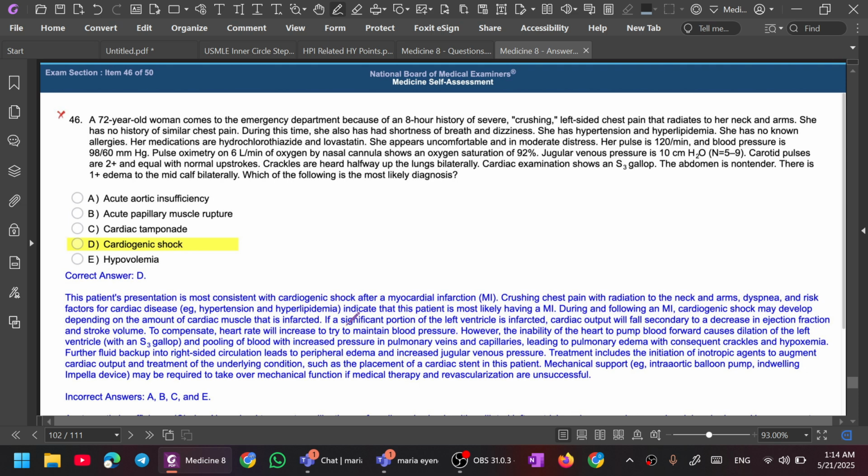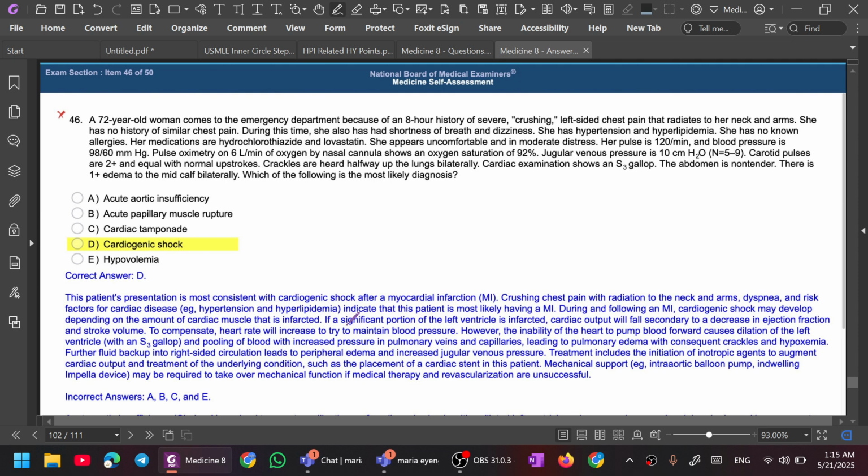Treatment includes initiation of inotropic agents to augment the cardiac output and treatment of the underlying condition, such as placement of a cardiac stent in the patient. Mechanical support, such as an intra-aortic balloon pump or indwelling impeller device, may be required to take over mechanical function if medical therapy and revascularization are unsuccessful. Okay, let me read the other ones.